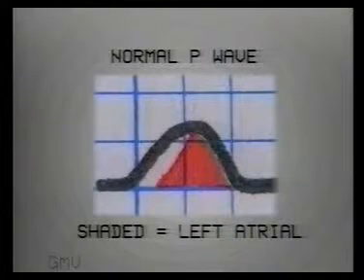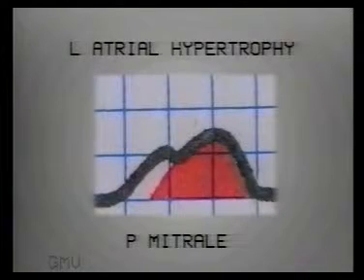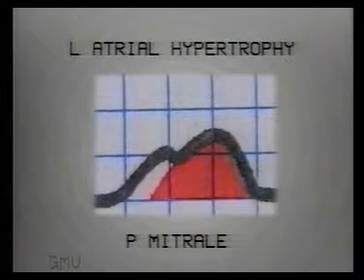The SA node starts the depolarization in the right atrium. So the initial part is contributed by the right atrium, and the later part of the P wave, shaded in the diagram, is contributed by the left atrium. In left atrial hypertrophy, the second component is delayed and prominent. So we get a wide and notched P wave, which is wider than 2.5 small squares.